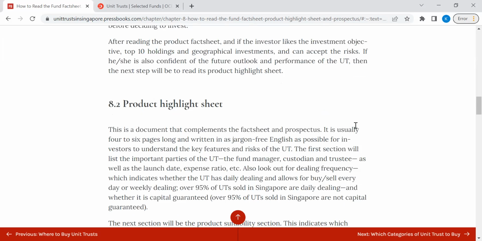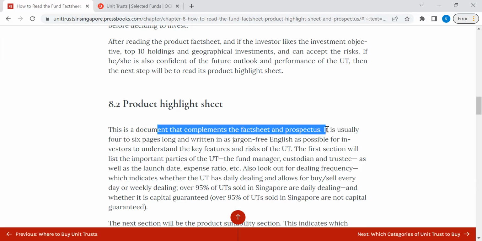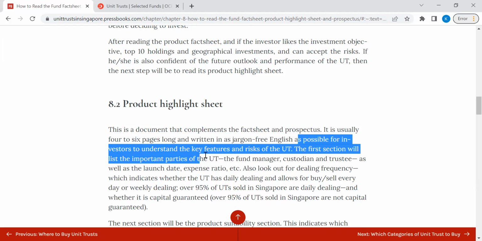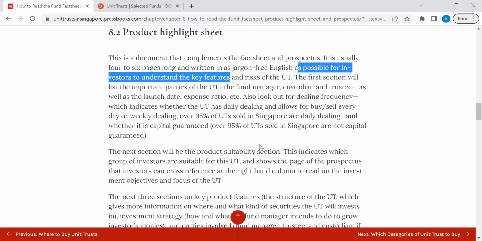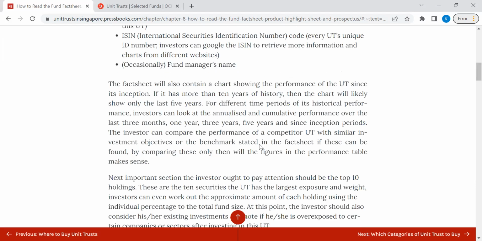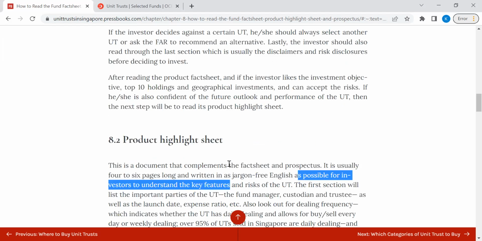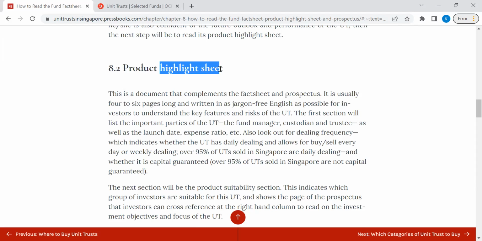Next, you have the product highlight sheet, which is a more simplified version. That's why we call it a highlight sheet. It's meant not to be too comprehensive. This document complements the fact sheet and the prospectus, which I will talk about later. It is usually 4 to 6 pages long and written in as jargon-free English as possible for investors to understand the key features. So if you don't have time to look at the CV of the person, which is the fund fact sheet, you can go to the product highlight sheet to look at the highlighted key facts.